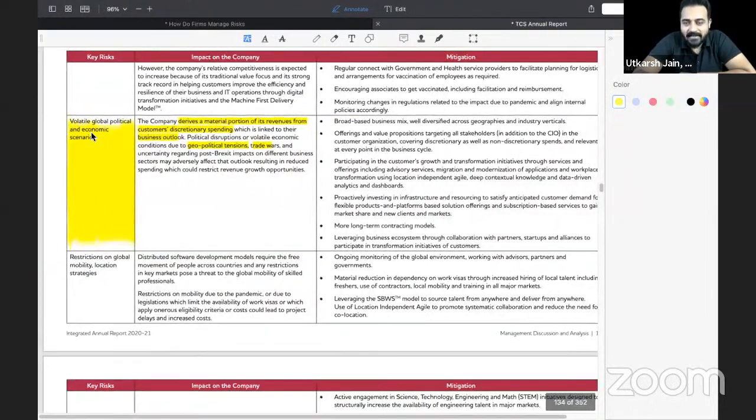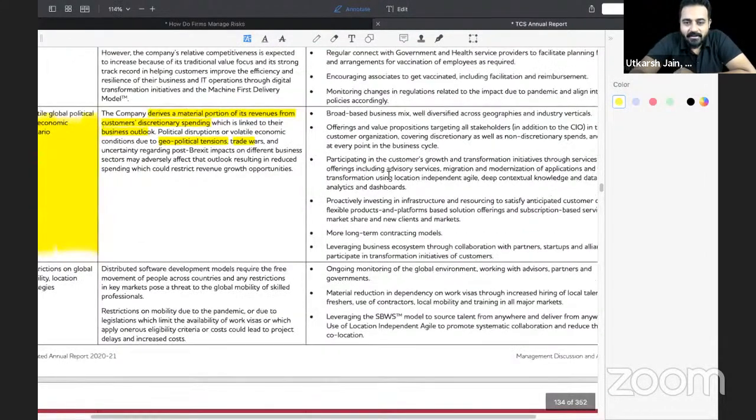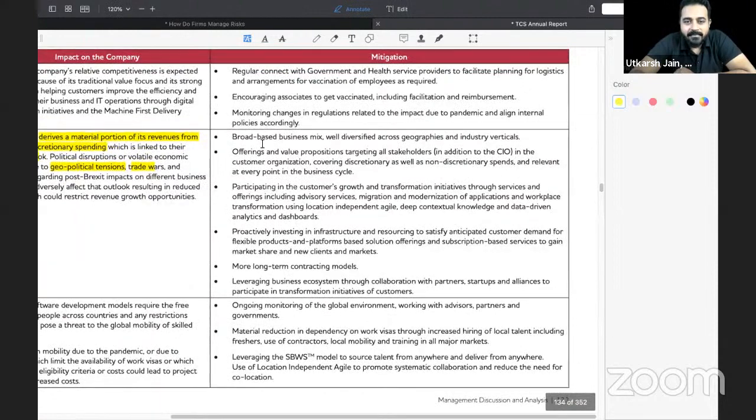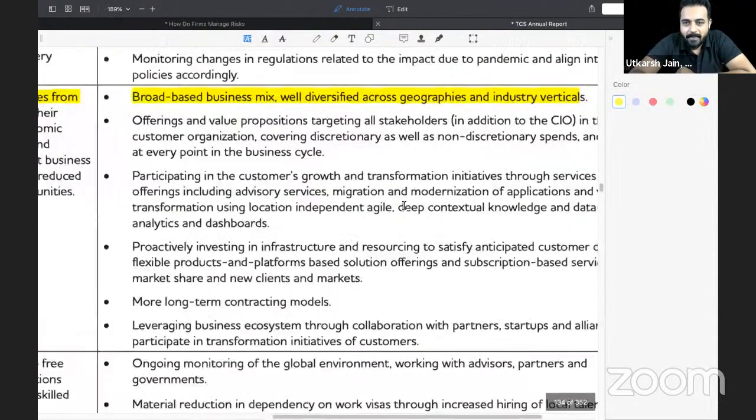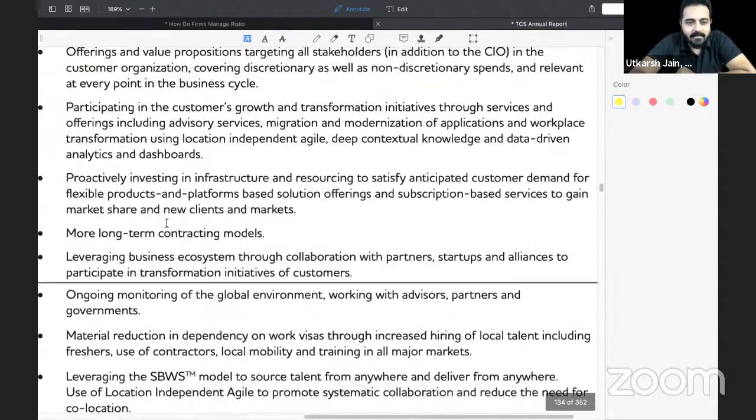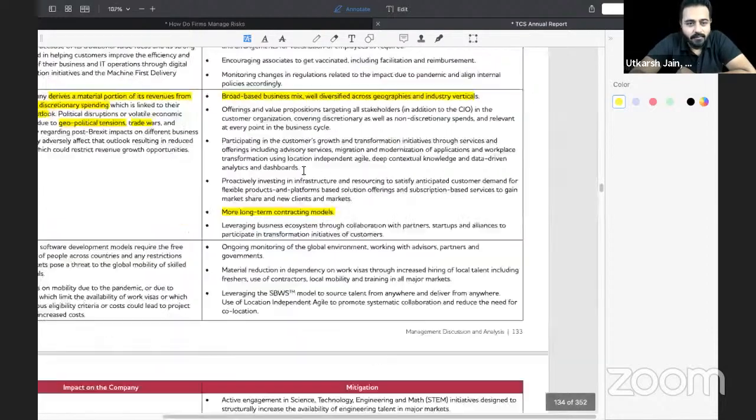How do you mitigate a risk like this? Obviously, what can you do in a geopolitical environment, right? So let's see what they're doing. We'll read some of them. Okay, diversify. So have diversified geographies and industry verticals. Then build long-term contracts with the customers and so on and so forth. Fair enough.